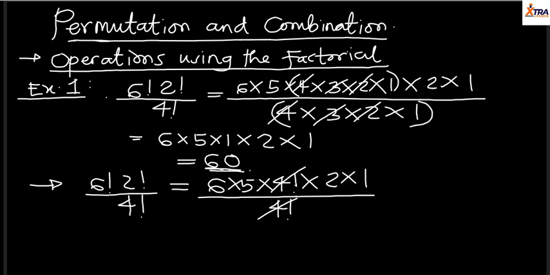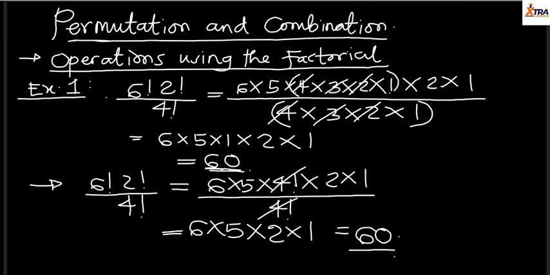So instead of wasting your time analyzing it like this, you can just easily take it out once you have reached the common values. So in this case, I can now say my value here is 6 times 5 times 2 times 1, giving me the same value of 60. So this is just a simple example on operations using the factorial symbol. So we'll be taking another example.